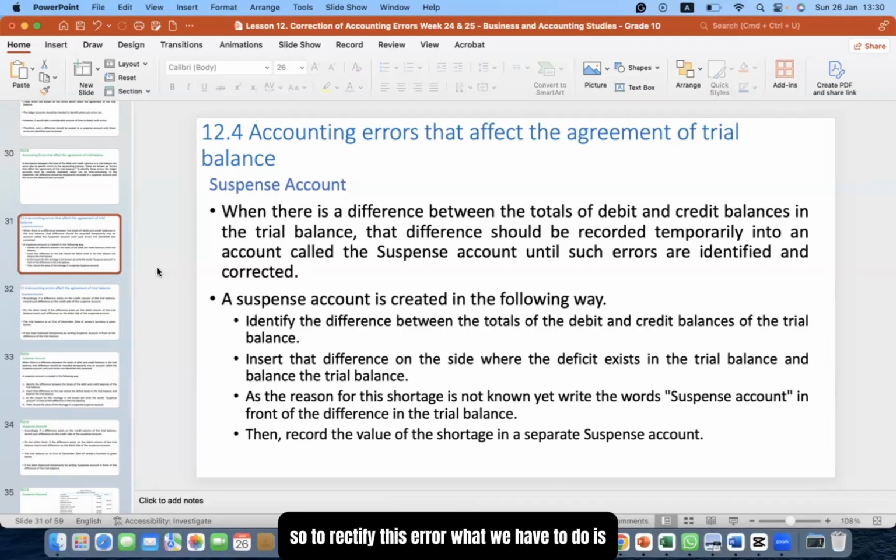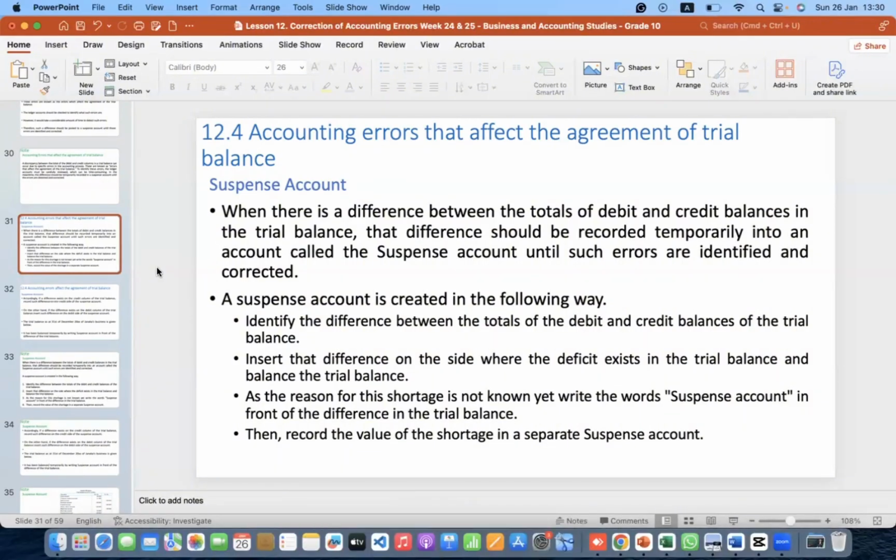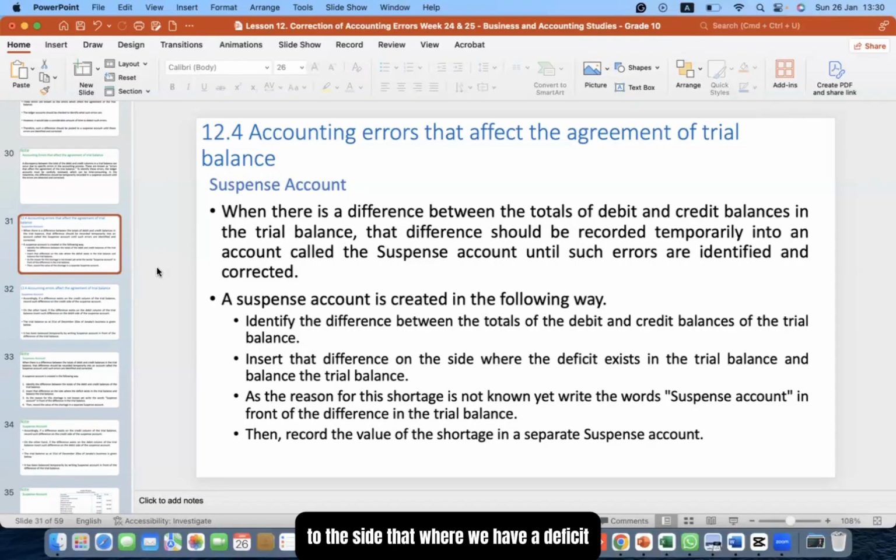So to rectify this, what we have to do is create a separate account called suspense account. So how do we create it? To the side where we have a deficit, once we total and check the balance, we record it in the trial balance and include that deficit amount under the suspense account row.